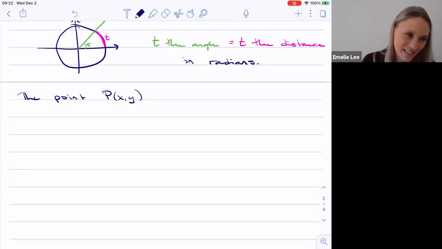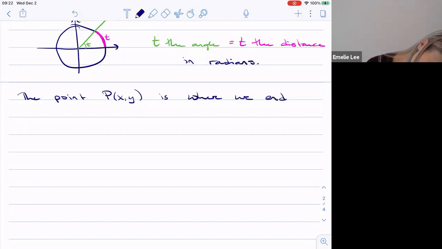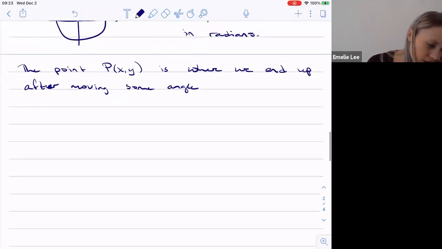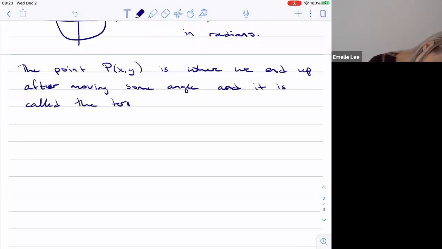The point P(x, y) is where we end up after moving some angle, okay, and it is called the terminal point.